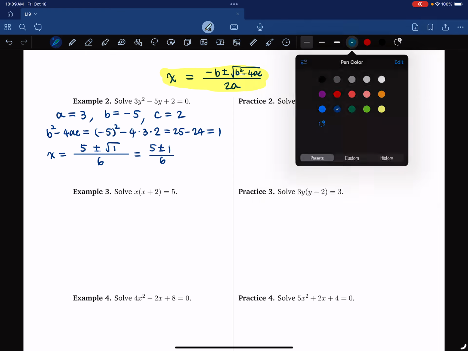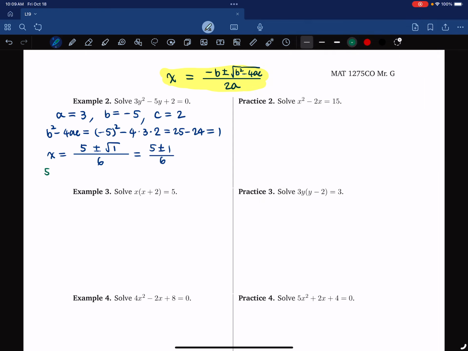Let me write it somewhere else. The first one is 5 plus 1 over 6. That's the first solution. And the second one is 5 minus 1 over 6. And this is my recommendation to you. You simply write those two expressions separately and then calculate them separately. First one, 5 plus 1 is 6. 6 divided by 6 is 1. And second one, 5 minus 1 is 4. 4 divided by 6 is 2 over 3.